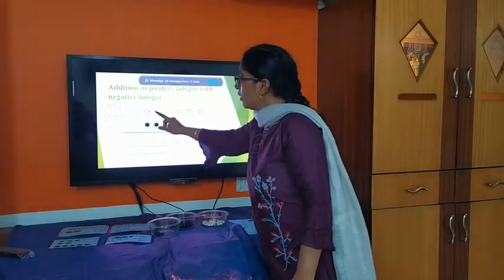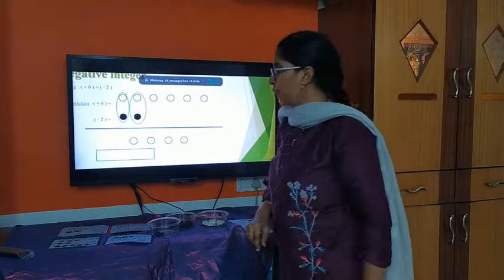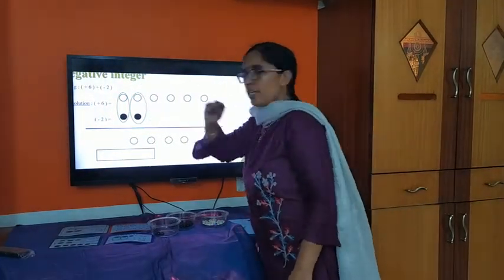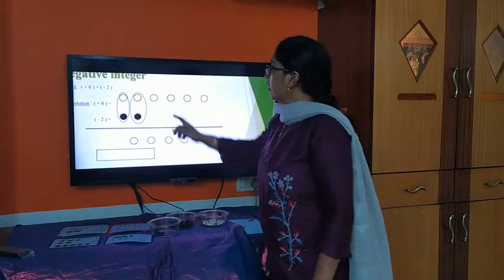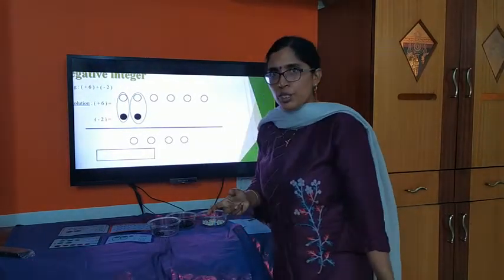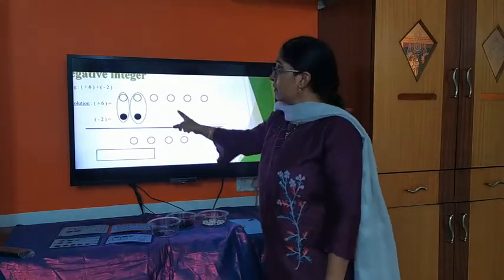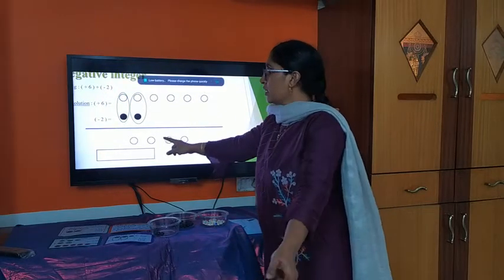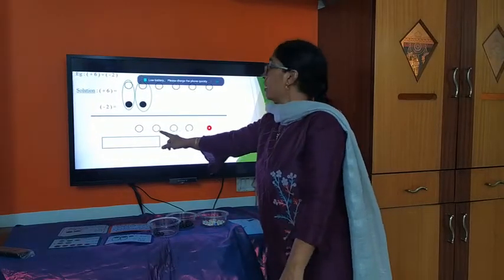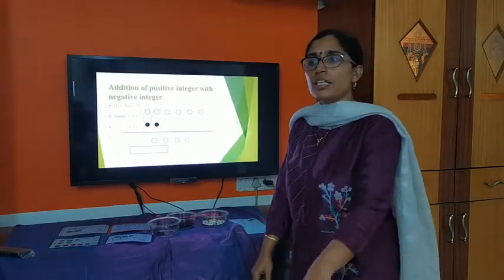1 shaded, 1 unshaded. So what is the value of that? It's nothing but 0. Now these pairs became 0. Now what is left over here? 1, 2, 3, 4. What is left over? 4 unshaded circles.